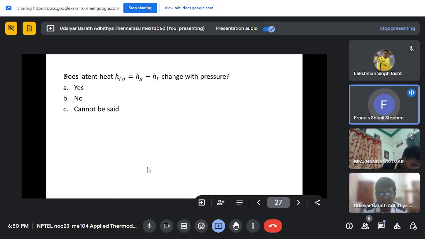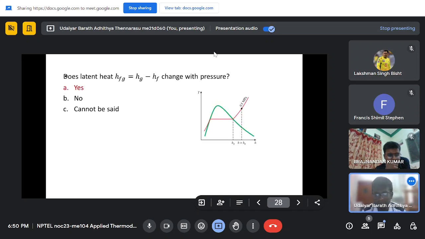In that there will be a dome, isn't it? We will be having different pressure lines for different temperatures. When the pressure changes, the length inside the dome will be reducing, so it will be changing. The answer is yes, it will change.